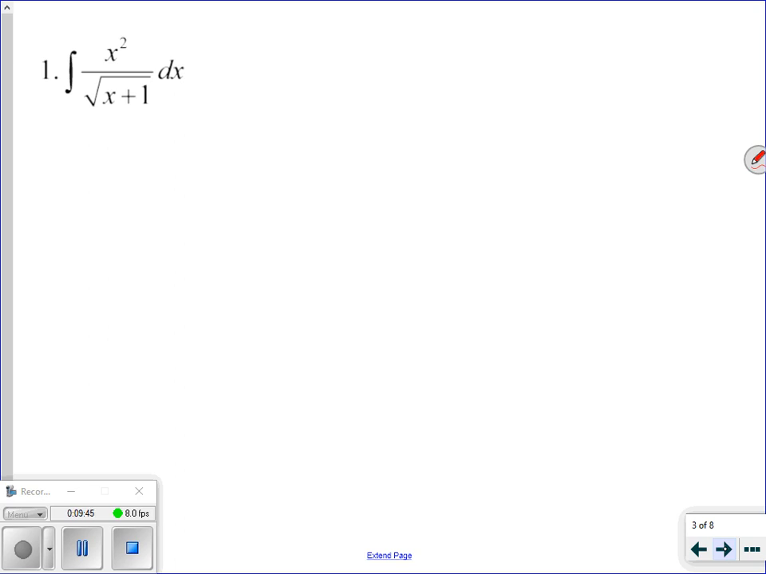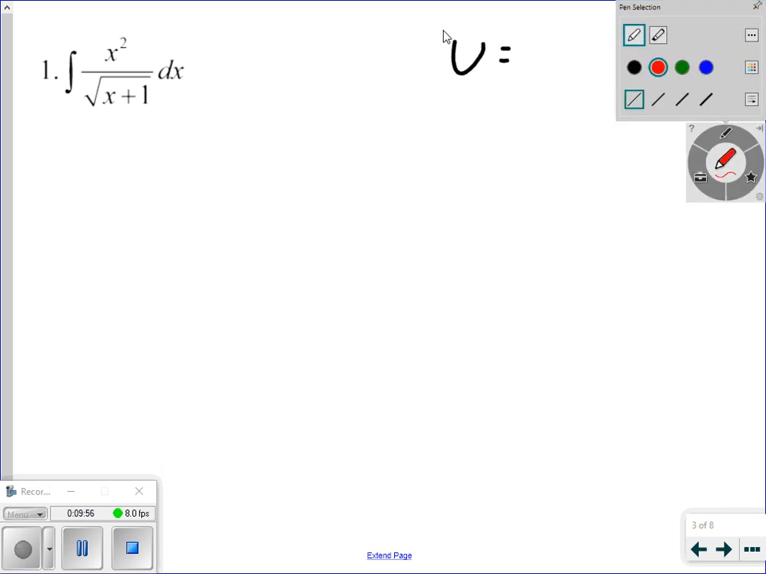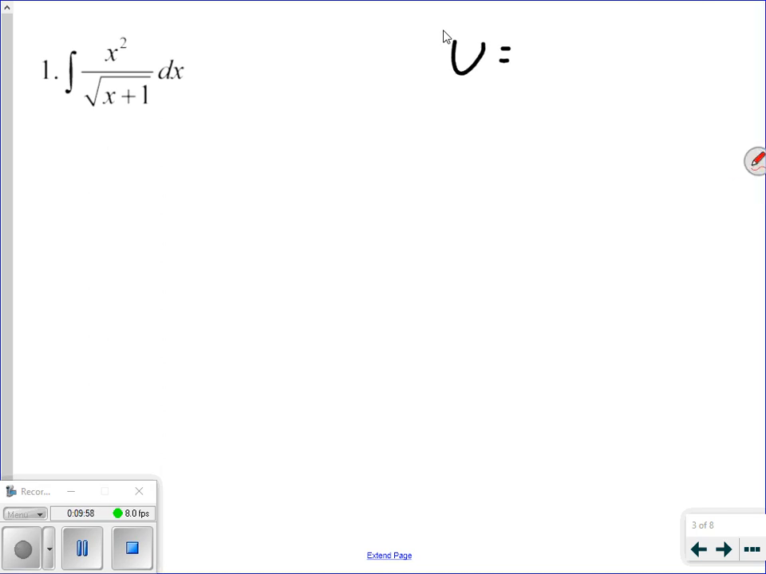Okay, the idea is, remember that the idea is to pick a u that's an inner function. Okay, and sometimes you might get it wrong. That's okay, right? But you gotta just go with it once you pick something. There's not much to choose from here. It looks like we have x plus 1 inside of a square root, so let's go with that.